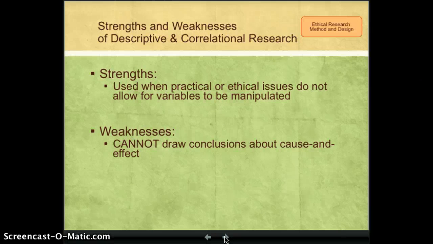To sum up descriptive and correlational research, there are some strengths to these types of research. They are very useful when it's not practical or ethical to manipulate variables, such as in an experiment. The weakness of descriptive and correlational research, though, is that you cannot draw conclusions about cause and effect. Because I don't manipulate or control any variables in descriptive and correlational research, I cannot say that one variable causes the other. So simply because I find a correlation between how much you read the textbook and your quiz grade, I cannot just say from that research that reading the textbook causes a higher grade.